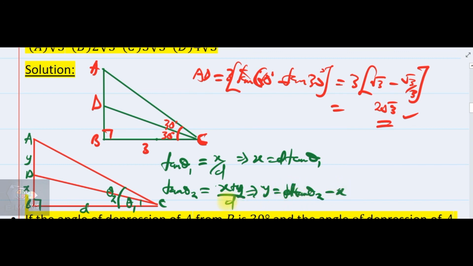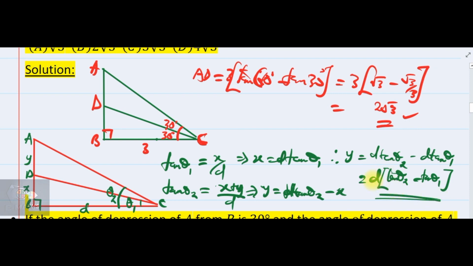As you can see, we make y the subject of the formula, since we are looking for y. Remember the value of x is d tan theta 1. So we factor, and we have y equals d times tan theta 2 minus tan theta 1. Anything of that form, you don't need to waste time. Our d here is 3, theta 2 is 60, and theta 1 is 30.